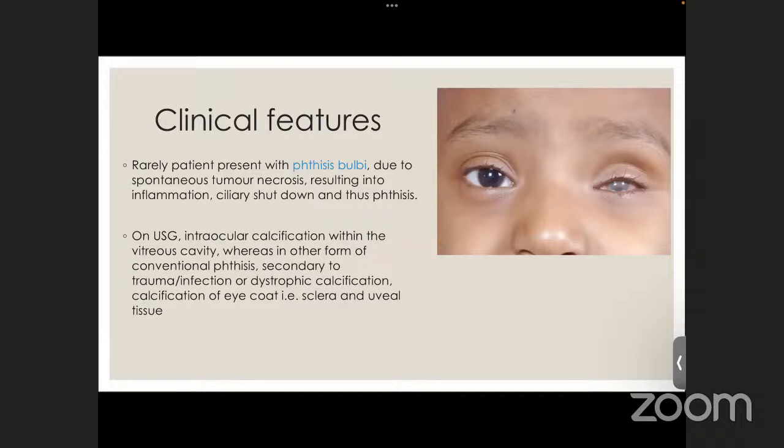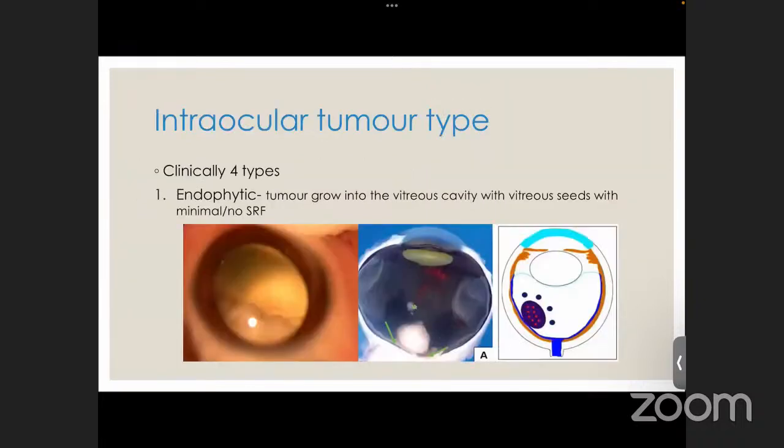Now, rarely the patient presents with phthisis bulbi, as we have already seen that there will be spontaneous tumor necrosis in advanced cases, which results in inflammation and then ciliary shutdown and thus phthisis. Now, how will you differentiate whether the phthisis is due to retinoblastoma or due to conventional phthisis? On ultrasonography, if you see intraocular calcification within the vitreous cavity, that means it is secondary to retinoblastoma. Whereas in other forms of conventional phthisis, secondary to trauma, infection, or dystrophic calcification, the calcification will be in the eye coat, in the sclera, in the uveal tissue, and not in the vitreous cavity.